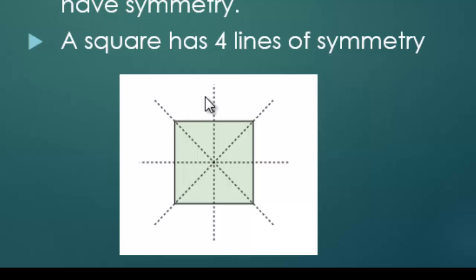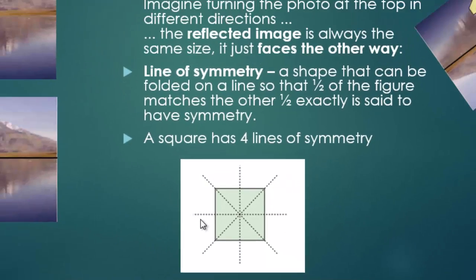So a square is a good one. You can fold it directly down the center by perpendicularly bisecting the square, and this half of the square is exactly the same as this half of the square. The same can be said for this half and this half, this half and this half, and this part is the same. Okay, so a square then has 4 complete lines of symmetry.